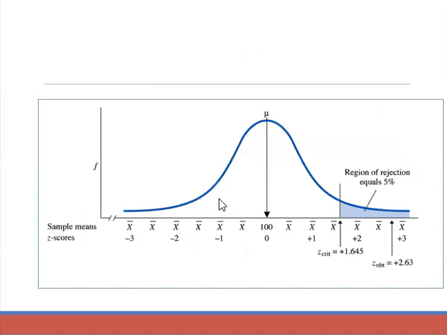So this shows kind of the region of rejection for a one-tailed test, right? So if we were hypothesizing that our sample mean will be greater, we are just looking at the region of rejection on the right side of the tail.